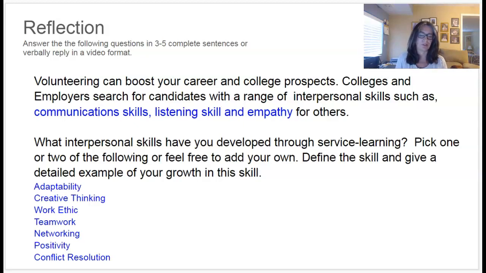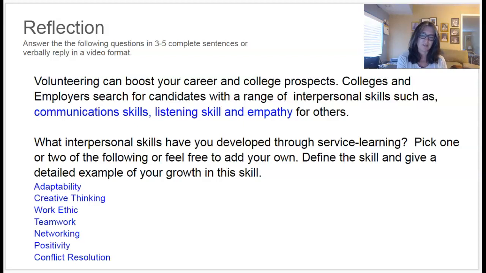And interpersonal skills are things like your communication skills with other people, or your listening skills, or maybe empathy for somebody else. How well we interact with each other. That's going to be important. When it comes to going to college, it's going to be important for when you have a career. So what interpersonal skills did you develop while you did your service learning?